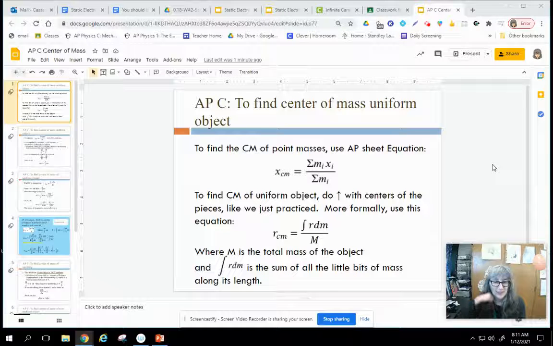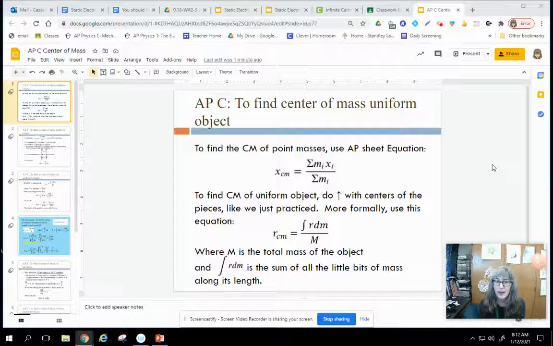All right, so finding center of mass of a uniform object. We've already looked at finding the center of mass of point masses. We did that today. And you get the benefit of having the center of mass equation on your AP sheet. So the center of mass is equal to the sum of all the little masses times their positions divided by the total mass.